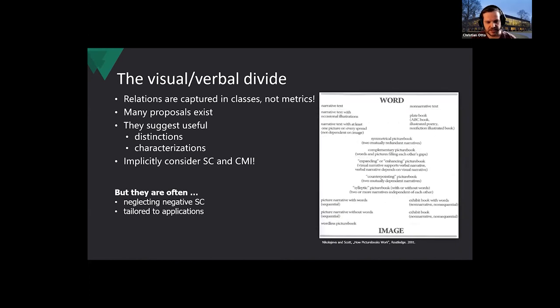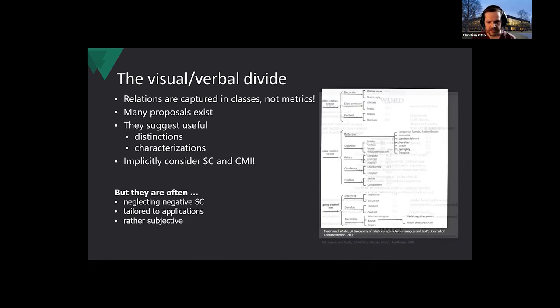In other categorizations, you can find that they were tailored to certain applications. For example, here illustrated books, but I didn't like that too much, because I wanted a general way to approach this image text problem and not one tailored to a specific application. And the third problem was that a lot of taxonomies were rather subjective. That means it was not possible to assign an image text sample to one certain class. You always had the problem, does it belong to this class or maybe even both? And some of the taxonomies even allowed it. And this was something that is just impractical in my opinion.